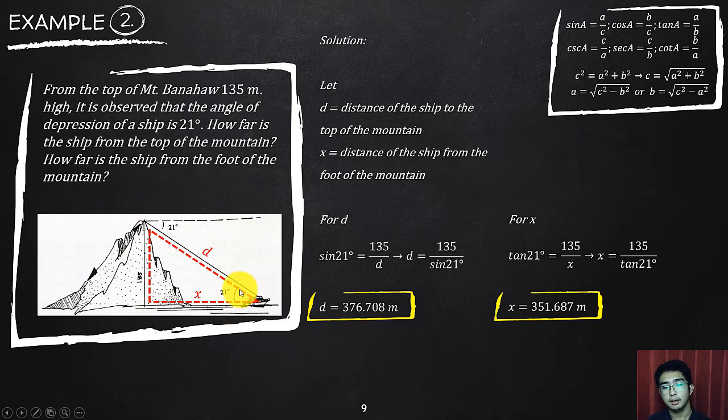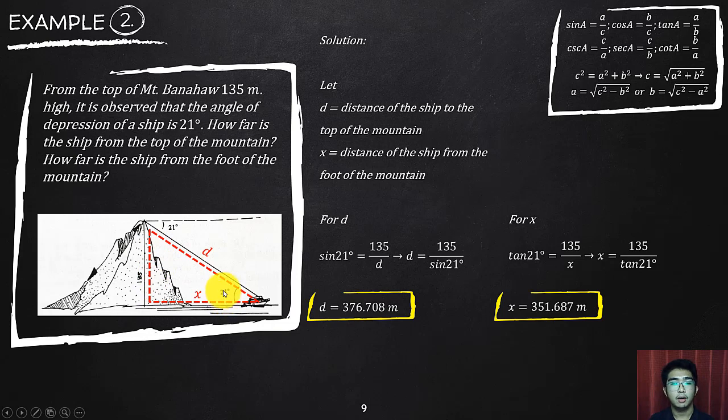Next, I think we should identify our triangle. So where is our triangle? So if we form a line connecting, okay, the top of Mount Banahaw to the ship out in sea, and if we connect it to the distance horizontally from the ship towards the foot of the mountain, and then go back to the height and traverse the height, we will form a right triangle. So this is our right triangle highlighted by the red line.